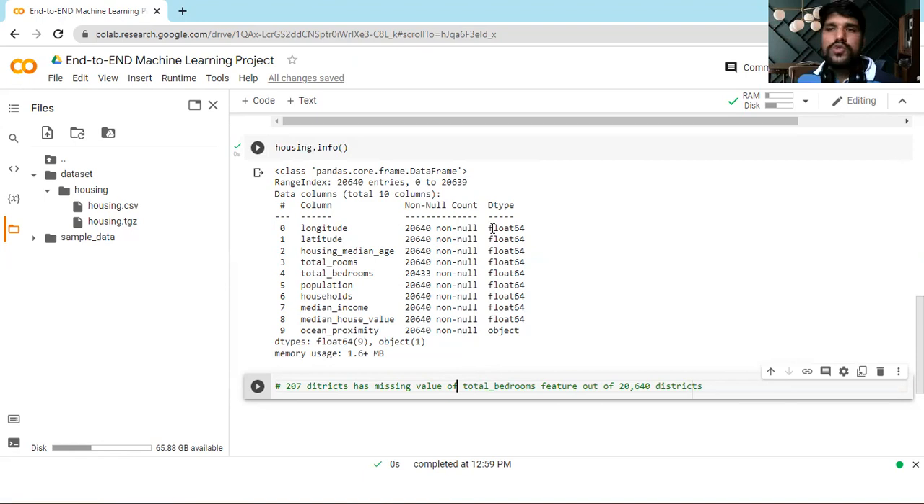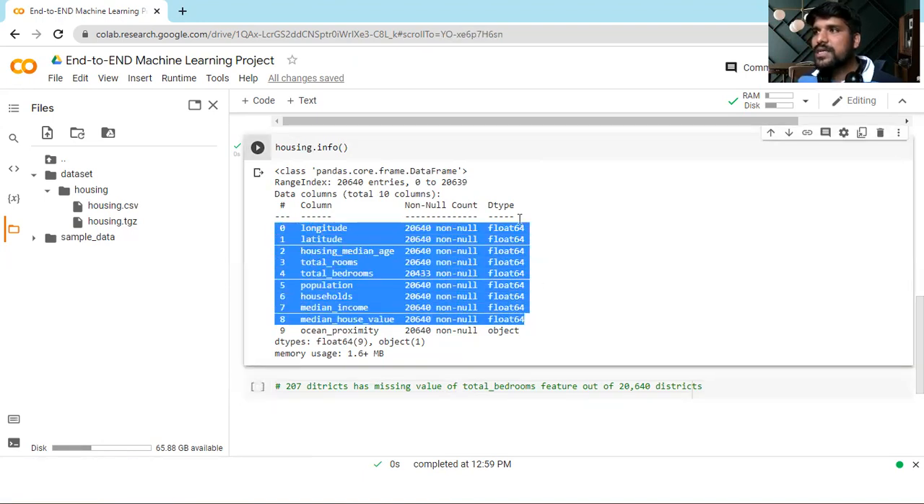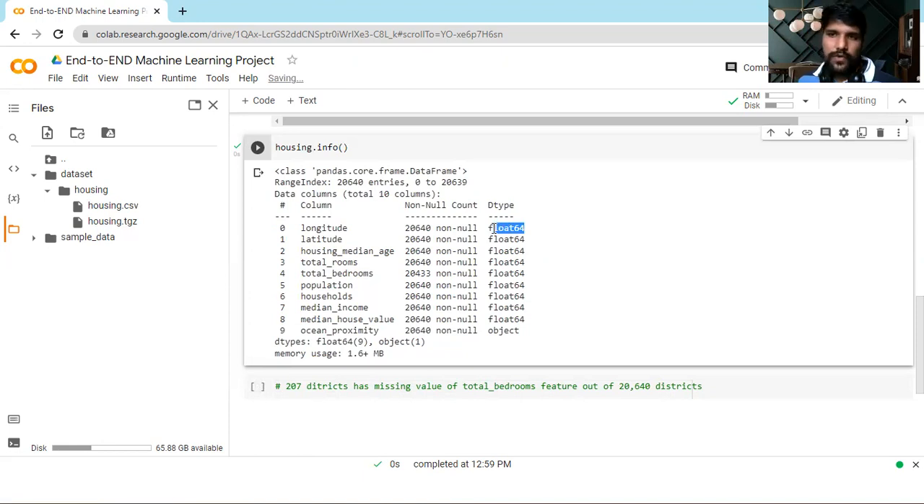The second thing is that it is also giving the data type. All my features have the data type float64. But my ocean proximity contains the data type called object. In Python there is a data type called object, and a column can have object data types.